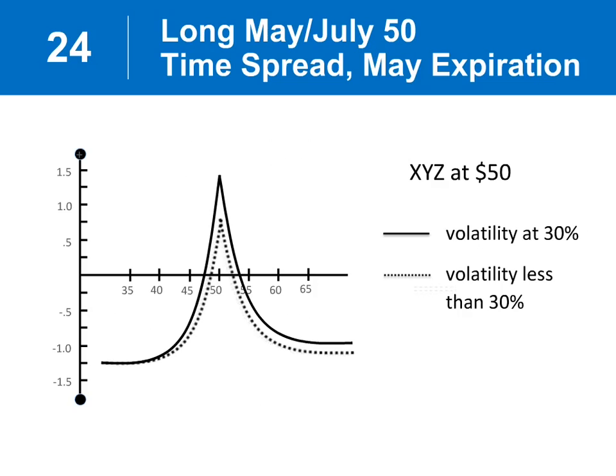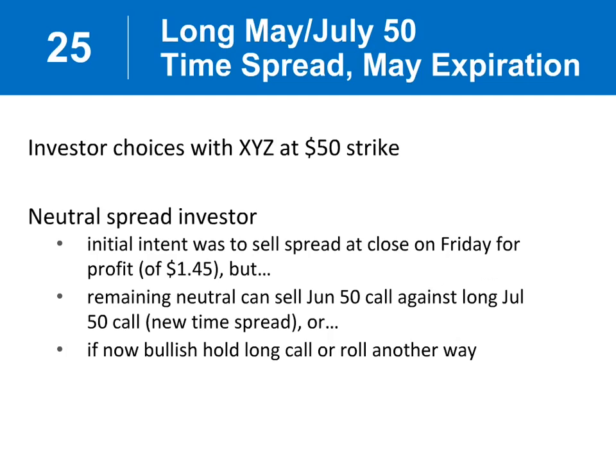So, slide 25 talks about the investor choices. I think we talked about that just a little bit already. The neutral spread investor, the initial intent was to just sell the spread to close it on Friday for your profit. And that's assuming the stock is still in this 50 range. So that would be one handsome profit, putting out $1.25 and bringing back 145. I'd call that a home run.